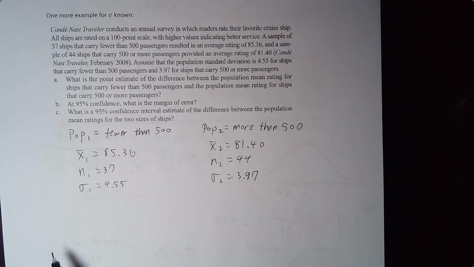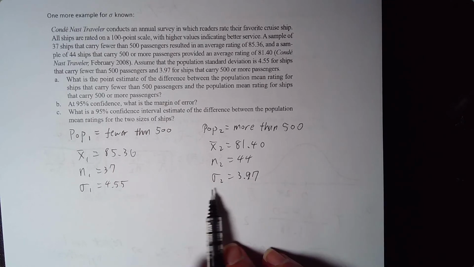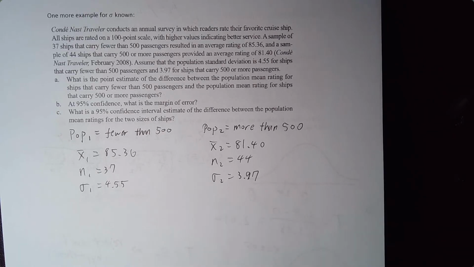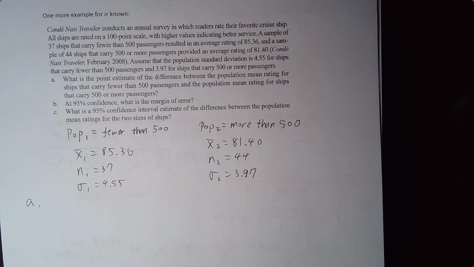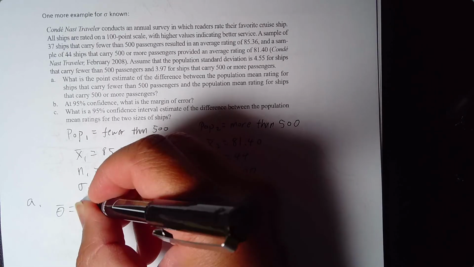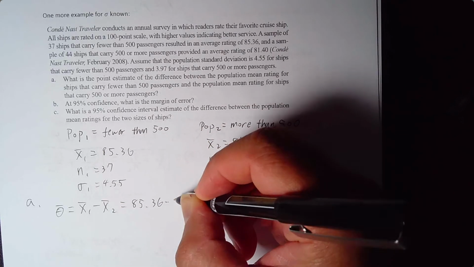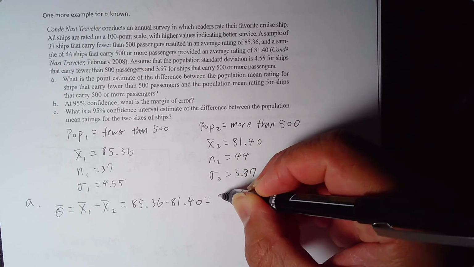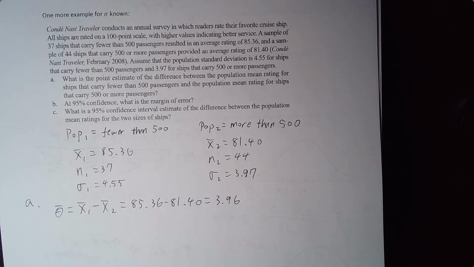And here's the average rating for both of these populations. Here's our estimate, and here we have the population standard deviation. So that is our case 1. Let's start with A. What is the point estimate for the two groups? Our point estimate is x bar 1 minus x bar 2. That is our point estimate for the difference in the two.